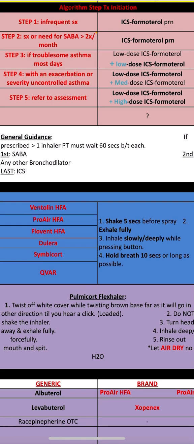but it's infrequent. Then you can start with ICS-formoterol PRN. And if they come in and say, oh, symptoms or need for SABA more than twice per month, ICS-formoterol PRN as well. You can give ICS-formoterol PRN either for step 1, infrequent symptoms, or symptoms that need SABA more than twice per month.